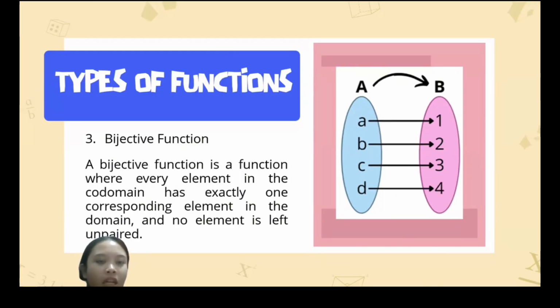Next is the bijective function. A bijective function is a function where every element in the codomain has exactly one corresponding element in the domain and no element is left unpaired. If we look at the diagram, all elements in the codomain, which is set B, are paired one to one with elements in the domain. In a bijective function, the number of elements in the domain must equal the number of elements in the codomain, so that they can be paired perfectly one by one.